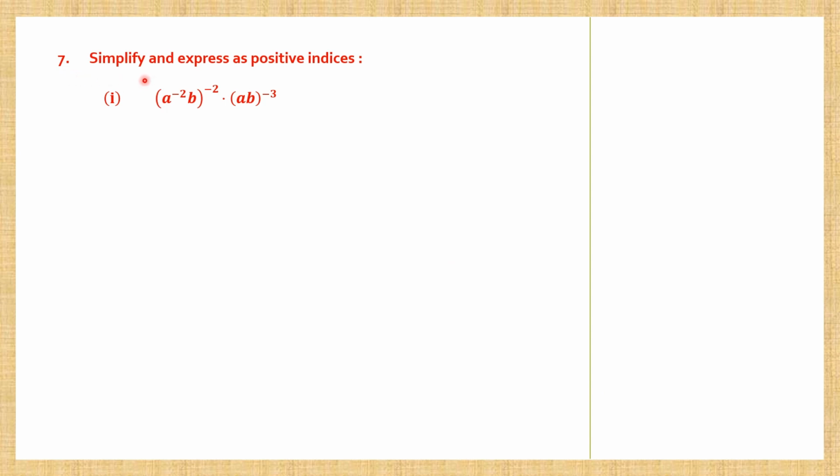Question 7. Simplify and express as positive indices. A final answer should have a positive power. So here we're going to start off with this first. So this is going to be a to the power of minus 2. This whole thing is raised to the power of minus 2 into b to the power of minus 2. Dot stands for into a to the power of minus 3 into b to the power of minus 3.